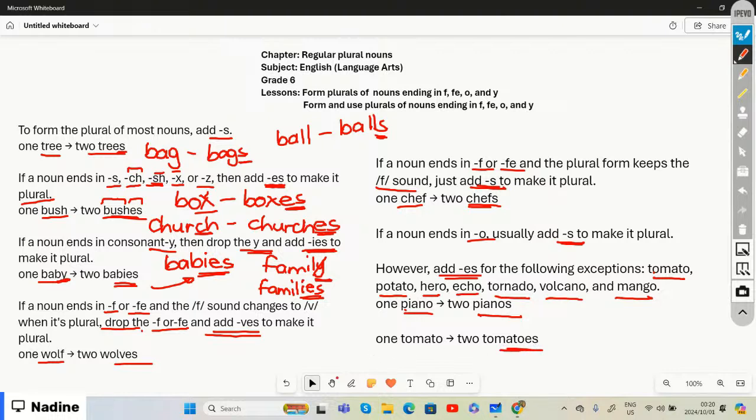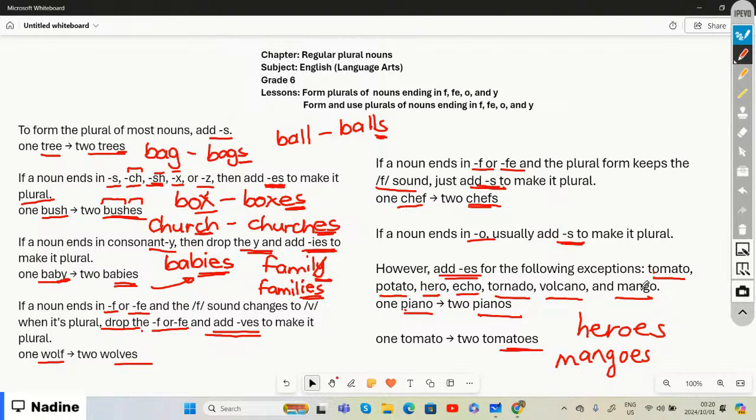So we add tomatoes, as you can see, es. Potatoes is going to look the same. Heroes, OES, echoes, ES, tornadoes, volcanoes, and mangoes, OES. Right?